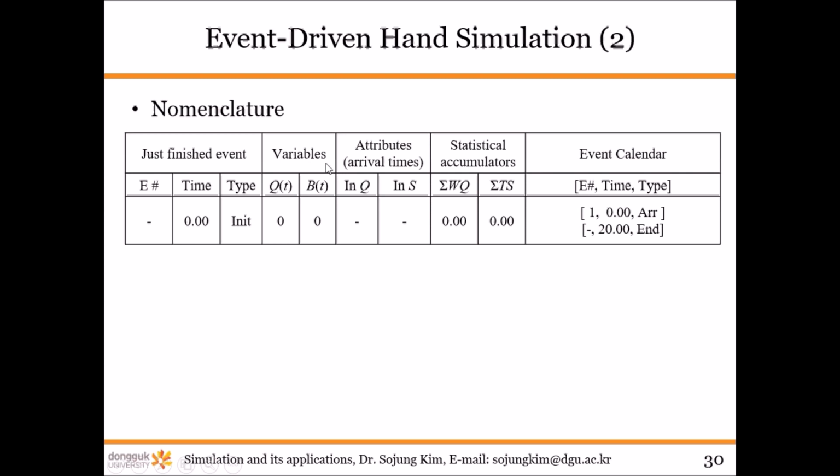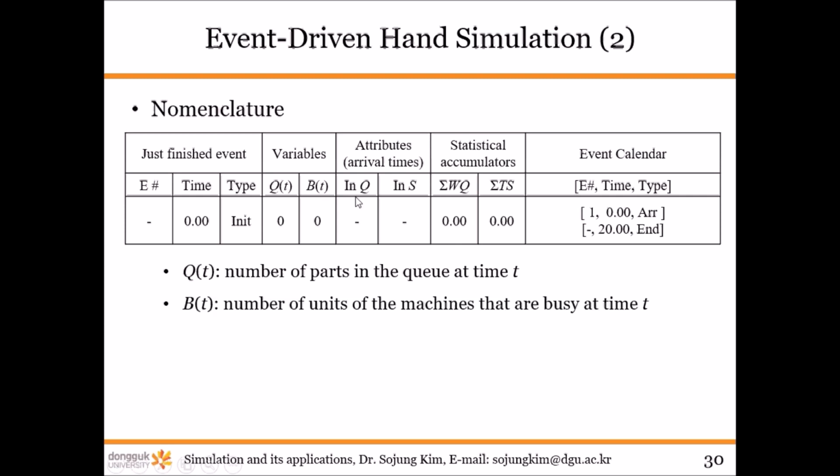Also, we have variables. In this example, we only have two variables. The first one is QT, which is the number of entities in the queue. And then BT is the number of busy servers. Also, you can consider the attributes of an entity in the queue as well as in the server. Here our attribute is the arrival time of each entity at the system.